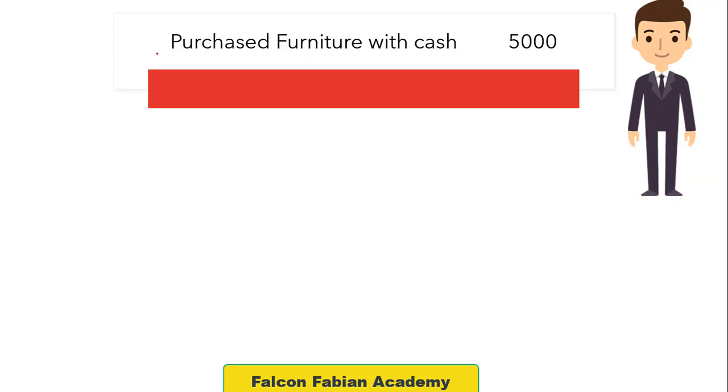Now let's move to the third transaction. The third transaction is purchased furniture with cash and the amount is 5,000. So this gentleman bought some furniture for his office, his business, and he paid with cash. So which are the two accounts involved in this transaction? So the first account is going to be furniture, because what did he buy? He bought furniture. And the second account, how did he pay for this furniture? He paid by cash. So the two accounts involved in this transaction are furniture and cash.